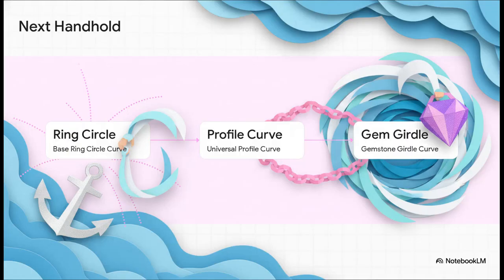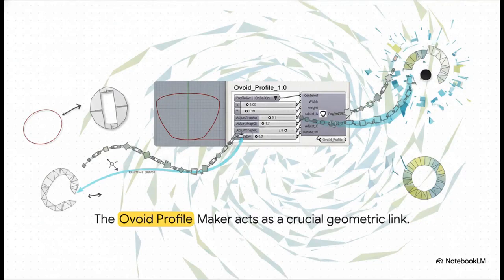Once you're fully anchored, your algorithm needs to constantly be searching for that next handhold. You're sequentially swinging your data forward. So you start by grasping your base ring circle curve. You use that momentum to reach out for a universal profile curve, and then you swing from that to extract your gemstone girdle curve. Make sense? Every single link is entirely dependent on the exact position and trajectory of the one that came just before it. Let's take an ovoid profile maker as a prime example. This acts as a really crucial geometric link bridging a gap in your chain.